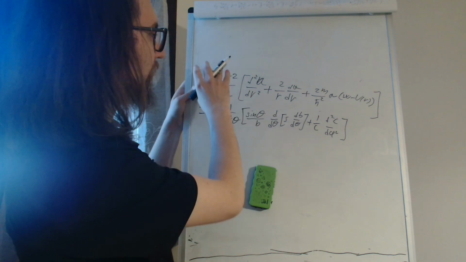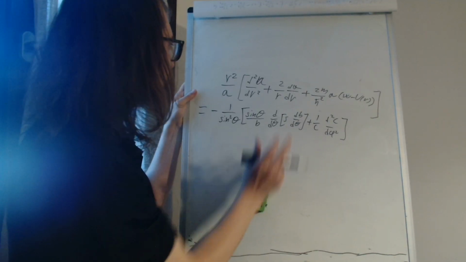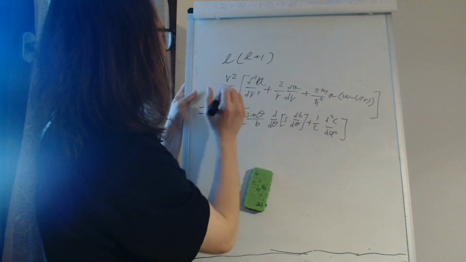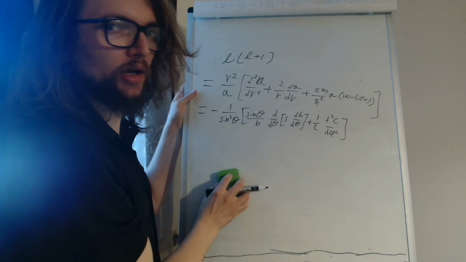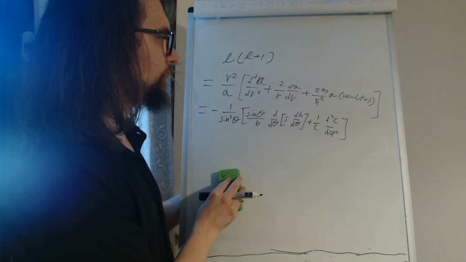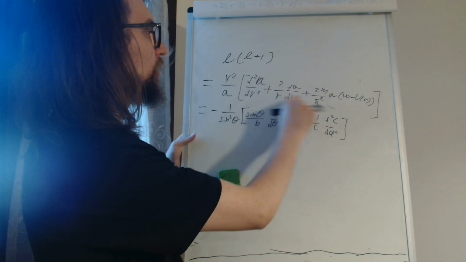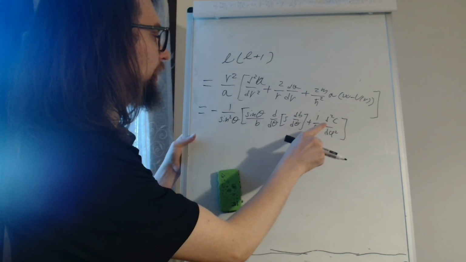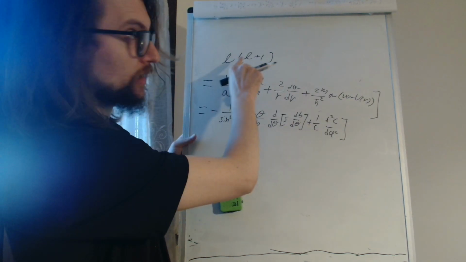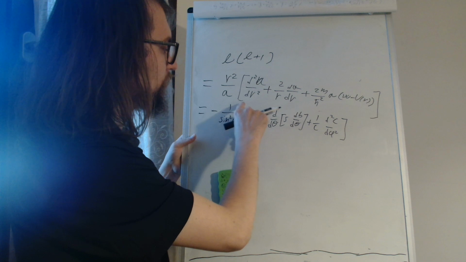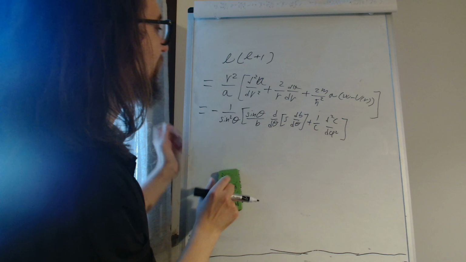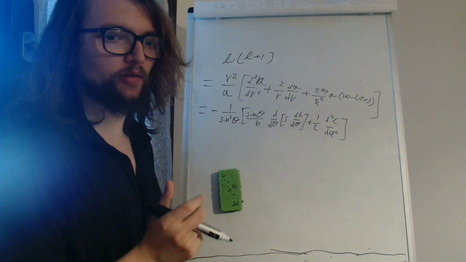So I can write it as a constant, and by convention this constant is written L times L plus 1. So now we have two equations. We have separated our equation, depending on three variables, into two equations, one depending only on r and one depending only on theta and phi. We had this equation depending on r equal to L times L plus 1, and this term depending only on phi and theta equal to L times L plus 1. So now we have two separate equations.